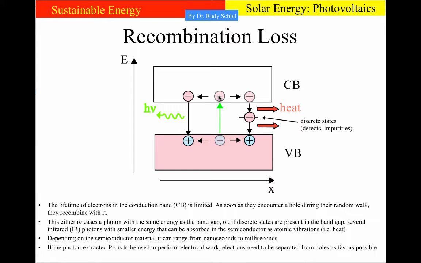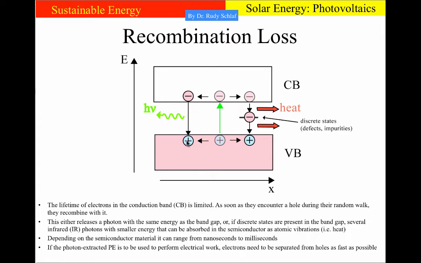First, we generate electron-hole pairs, and then there are several mechanisms within the solar cell that reduce the number of electron-hole pairs again. And of course, these electron-hole pairs are then lost to the electrical current that can be extracted. One mechanism is that, because it takes too much time to separate them, they simply recombine. An electron finds a hole and then simply jumps back down into the valence band.